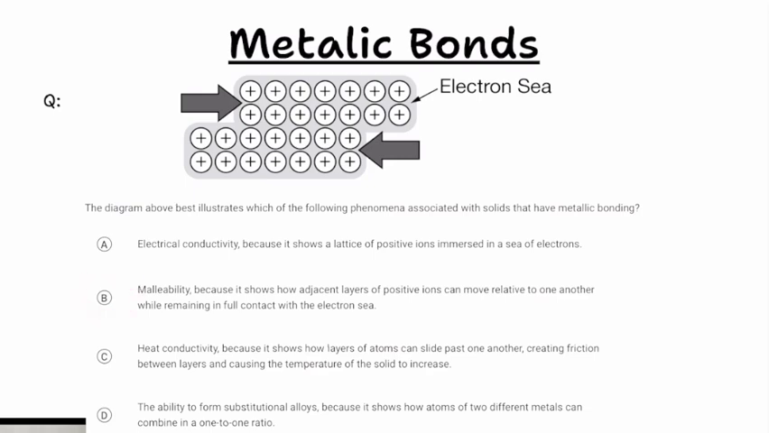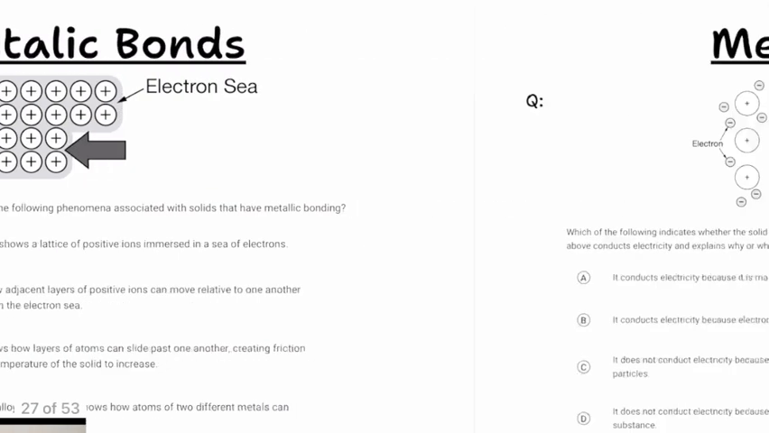And now let's see if the reasoning is correct, because it shows how adjacent layers of positive ions can move relative to one another while remaining in full contact with an electron sea. Okay, so again, this is considered all of the space between the cations. This is considered the electron sea. So even though the cations are not right next to each other, because the space in between them is filled with electrons, they do not repel each other. So it's going to be B, the malleability.